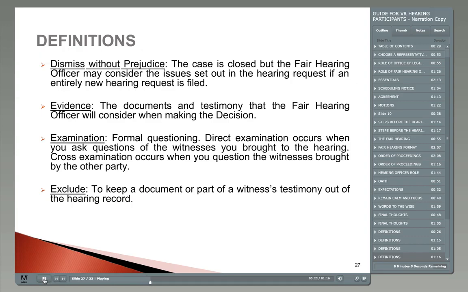Examination is formal questioning. Direct examination occurs when you ask questions of the witnesses you brought. Cross-examination occurs when you question one of the witnesses brought by the other party, and vice versa.